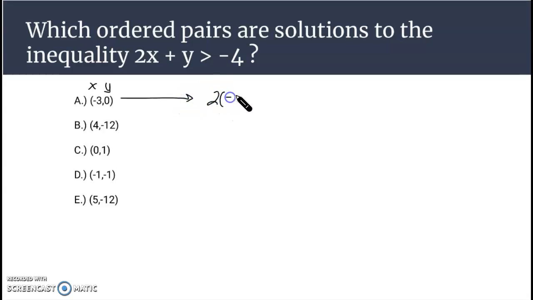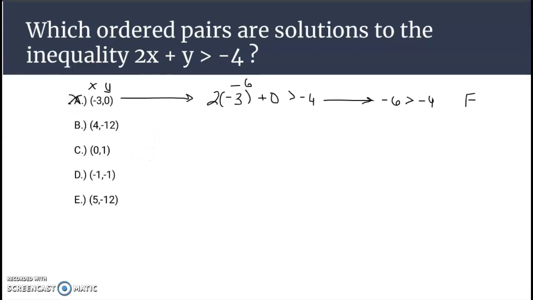So one at a time, we're going to plug these in. I'm going to put a -3 in for x. I'll put a 0 in for y. I'm going to see if that's greater than -4. Well, 2 times -3 is -6, and we're basically asking, is -6 greater than -4? And that is a false statement. That is untrue. F for false. This one definitely does not work. Let's look at the next one.